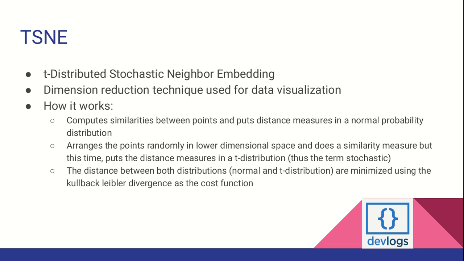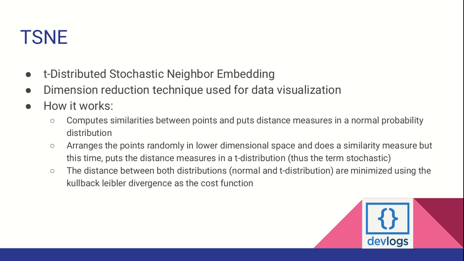So TSNE, or T-distributed stochastic neighbor embedding, is a dimension reduction technique, and it's often used for data visualization. So let's say we have a data set with 9 dimensions. We'd like to reduce it to 2 dimensions so that we can graph it in a scatter plot.